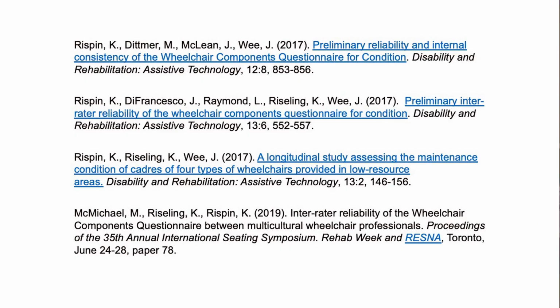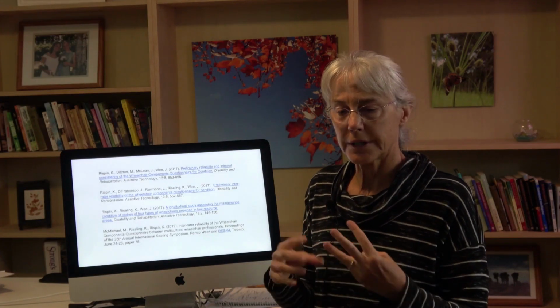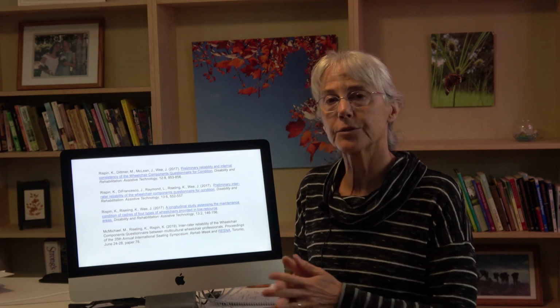Here are 4 papers using the Wheelchair Components Questionnaire. We validated it for content and construct validity, test-retest reliability, and inter-rater reliability. So it's been used in the field and validated. It's also being translated into Spanish using proper guidelines for translation, and is available in Spanish as well.